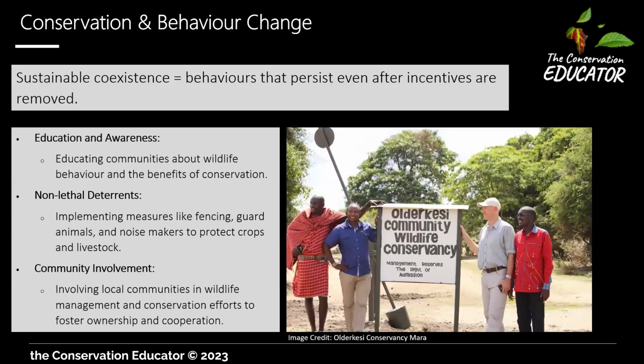Community involvement. This is Olderkesi in the Masai Mara. It's basically saying, you are the community, this is your heritage, and you have change makers within the community who take it upon themselves to work and foster ownership and cooperation of the wildlife within their area.